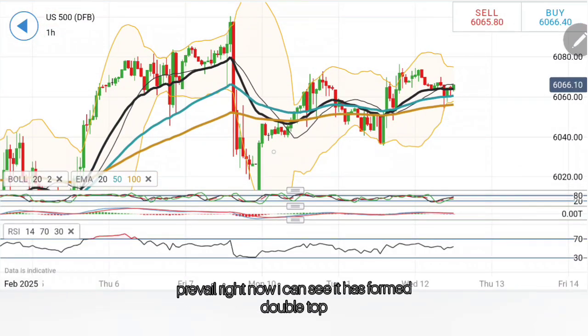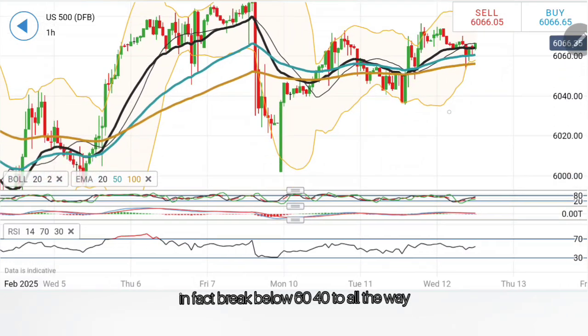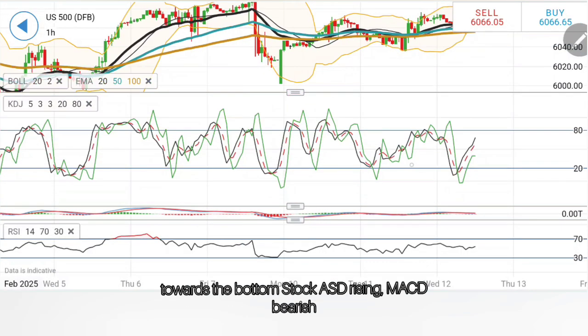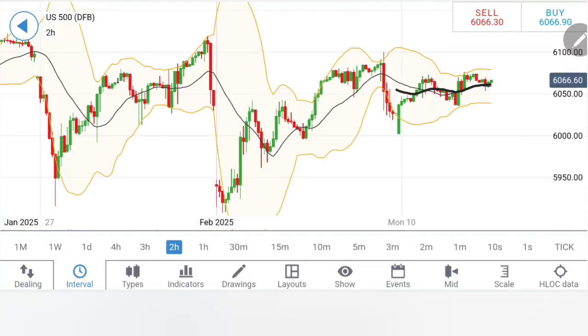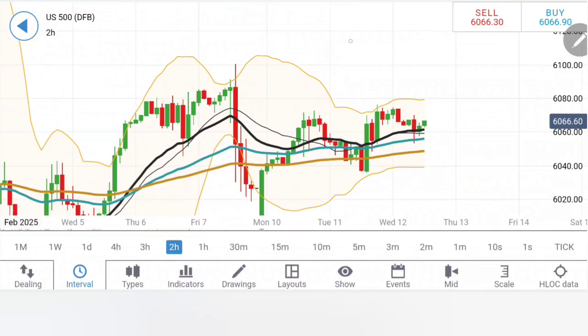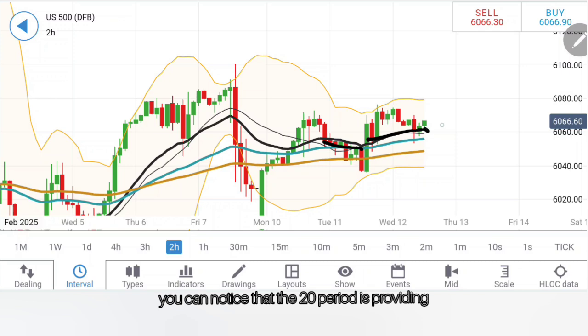Right now, I can see it has formed double top, and it has all the possibility for it to in fact break below 6040 to all the way towards the bottom. Stochastic rising, MACD bearish, RSI trying to look upwards. On the 2-hour chart, you can notice that the 20 period is providing it a little support. So let it stay below 605450. You can expect more bearishness from there.